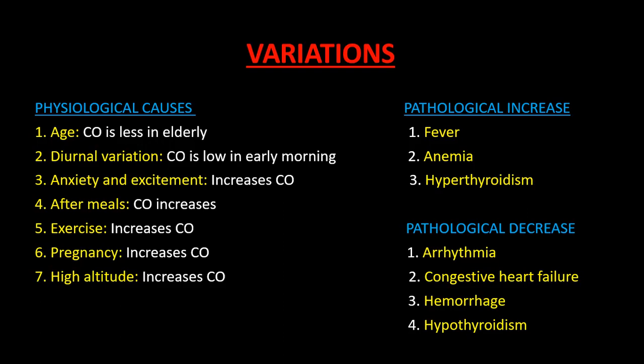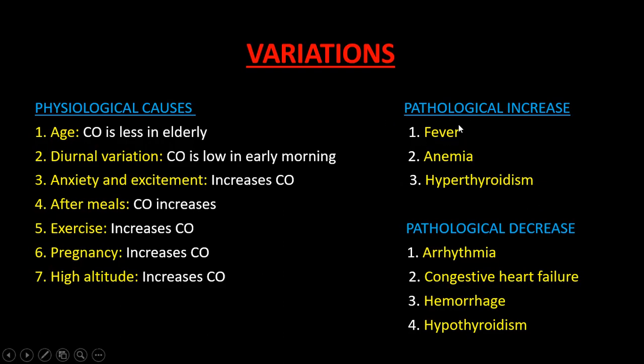And the last factor is high altitude. Cardiac output is increased due to release of adrenaline as a consequence to hypoxia. So these are the physiological variations in cardiac output. Now let's see the pathological variations. In fever, anemia, and hyperthyroidism, the cardiac output increases.